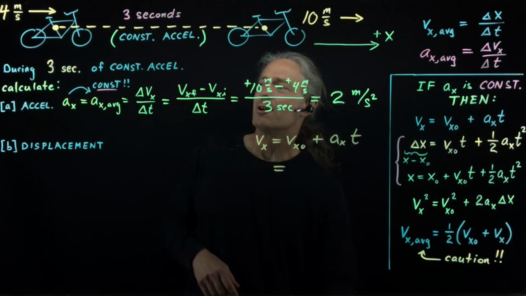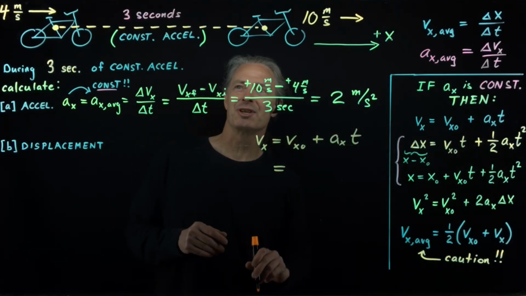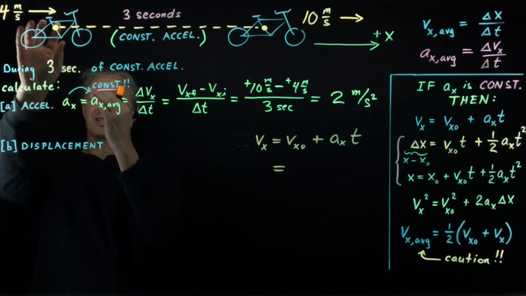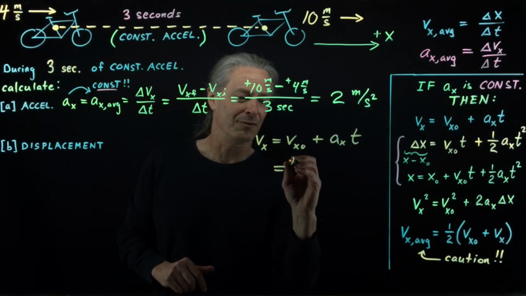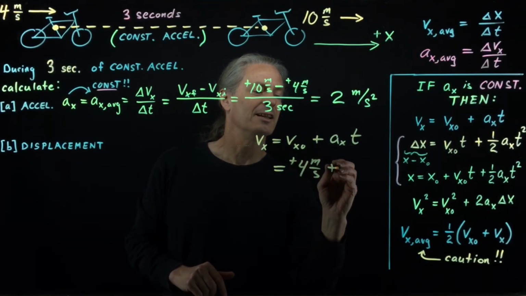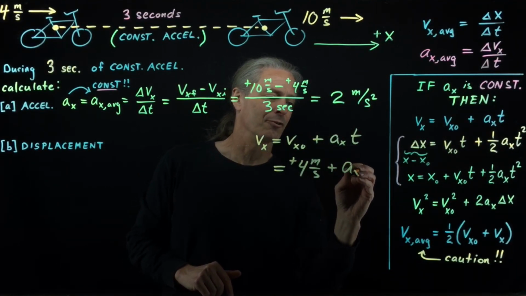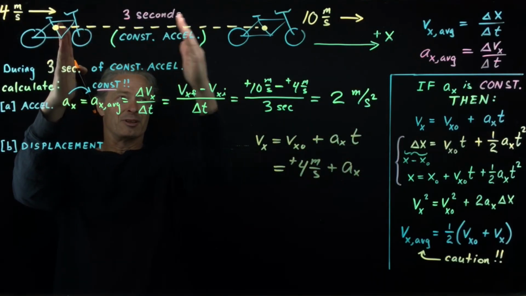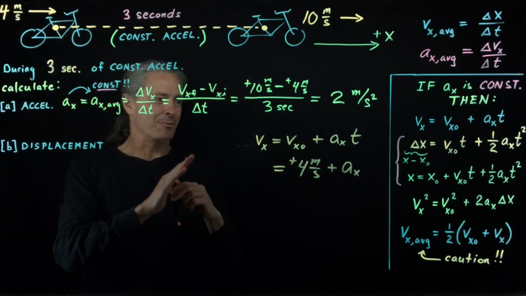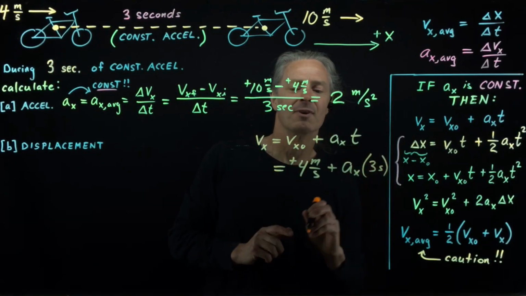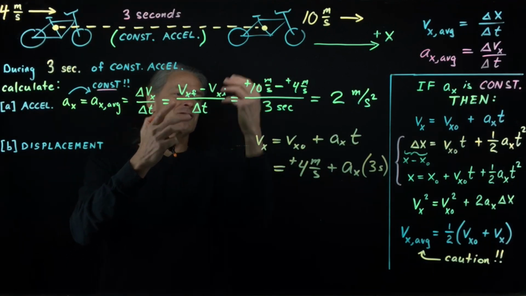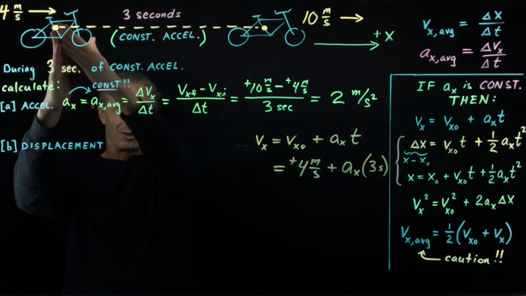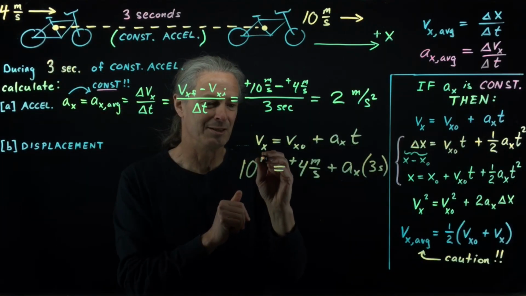V sub x 0, that's the x component of the velocity at time 0. Time 0 is at the beginning of this 3-second time interval, so that's positive 4 meters per second. Now, a sub x, that's what we're looking for. T, that's the elapsed time from the beginning of the time interval to the end of the time interval. That'll be 3 seconds. And v sub x, that is the x component of the velocity at this time t, 3 seconds after we started the clock, so 10 meters per second positive.